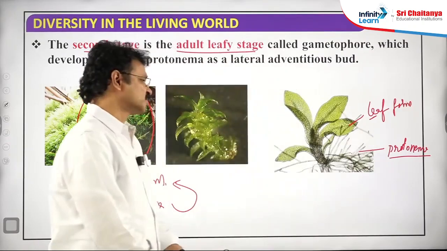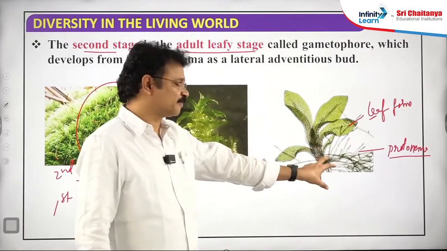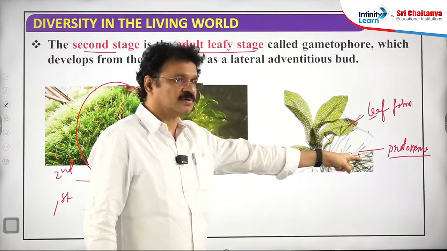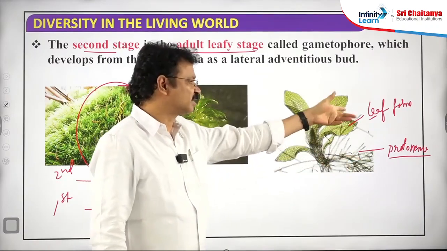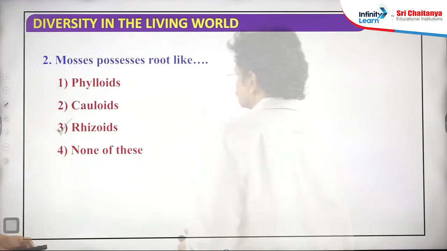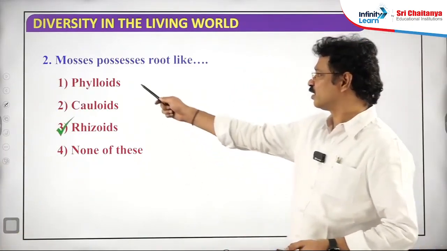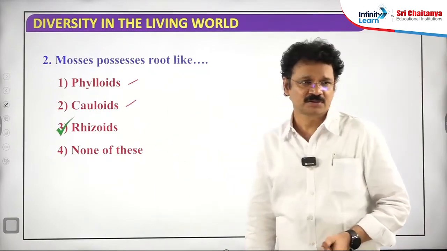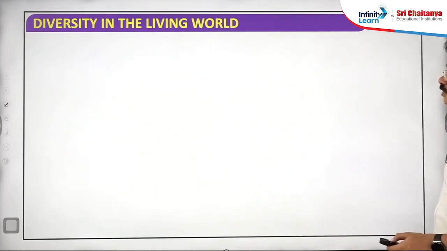We can make some questions here. What is the name of the juvenile stage of the life cycle in bryophytes? Protonema. Name of the adult stage? Leafy form. Try to give the answer for this question. Mosses possess root-like rhizoids. What about the phylloids? Leaf-like. Caulloids, stem-like. Root-like rhizoids.